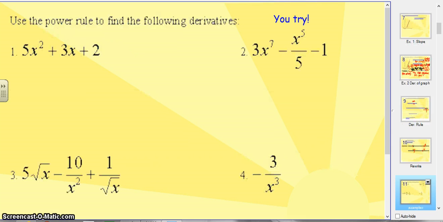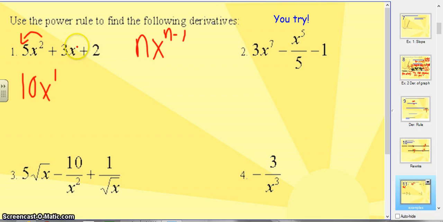Okay, let's try some examples. We're going to use the power rule. So basically, the rule said n x to the n minus 1. So in other words, you take the power, you move it to the front. There's already a 5 there, we multiply. 10x, and then this says subtract 1 from the exponent, so it would be 10x to the first.